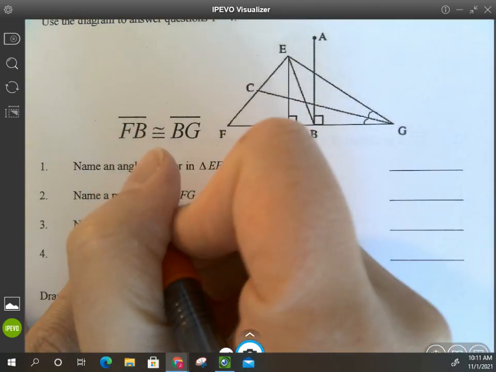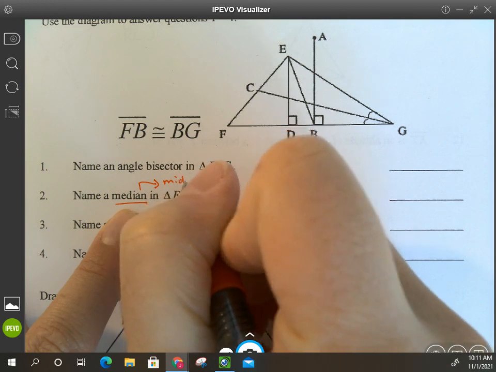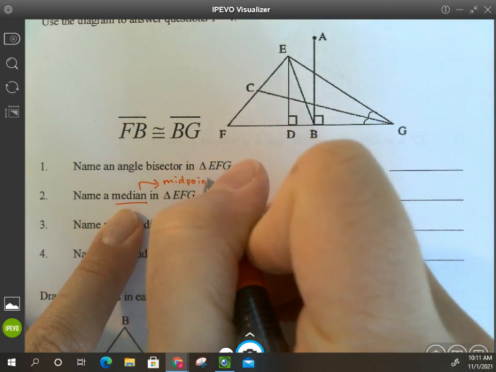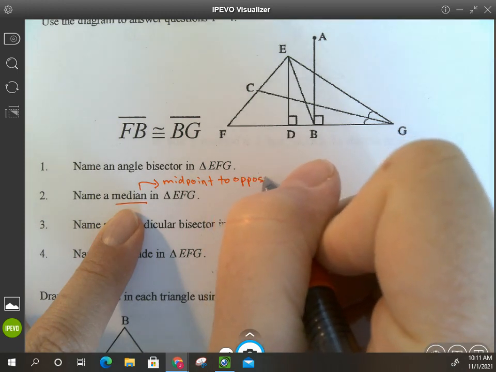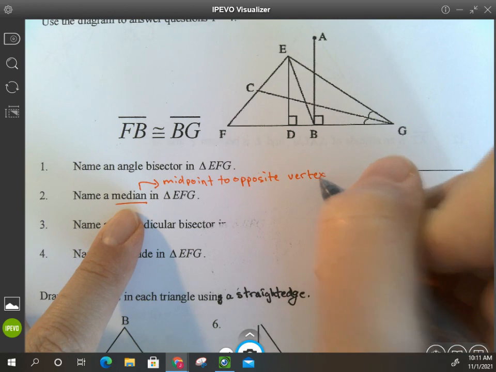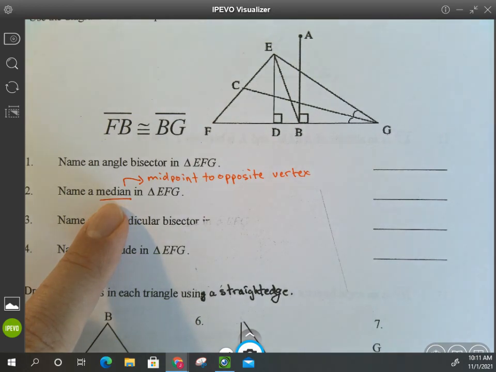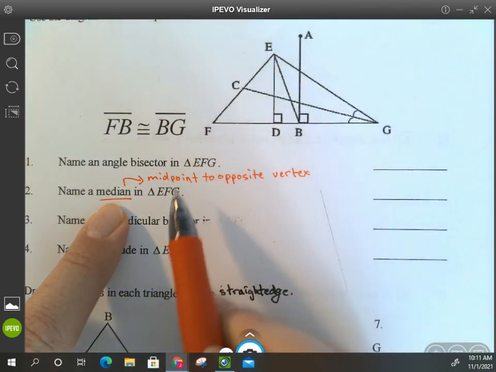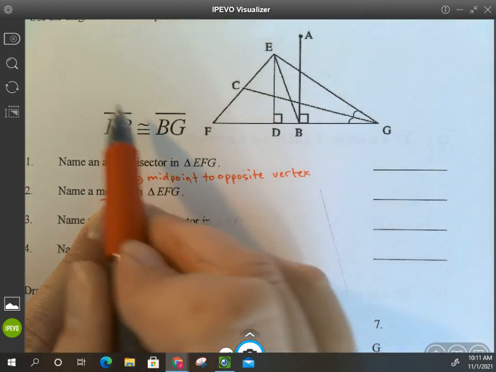Do you guys remember that a median line goes from a midpoint, so write this down, midpoint to opposite vertex? That's sort of your reminder from your notes. So it goes from midpoint to opposite vertex. That is what a median line does. So if I'm looking for a median line in this big triangle that goes from the midpoint to the opposite vertex, I do need this information.